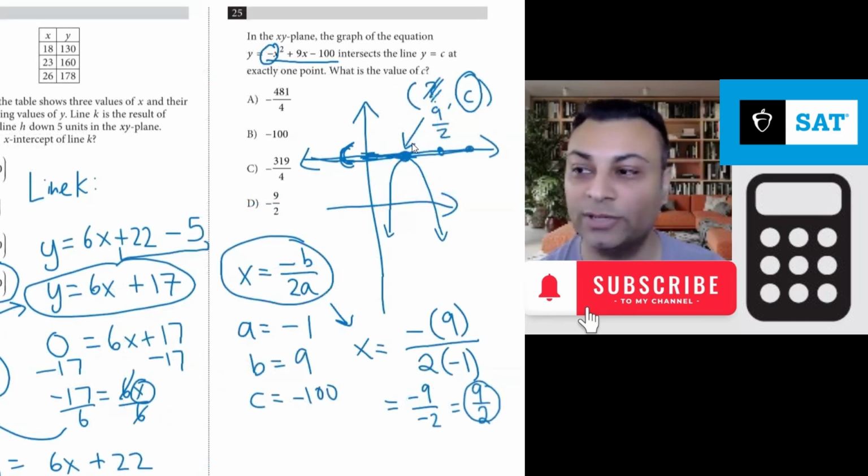So this coordinate here is negative 319 over 4, which is option C. So the answer is C.